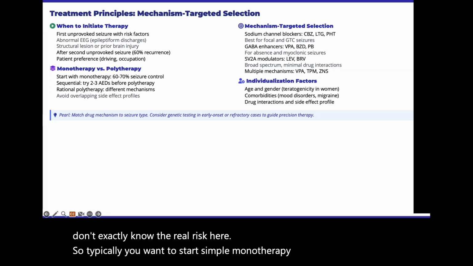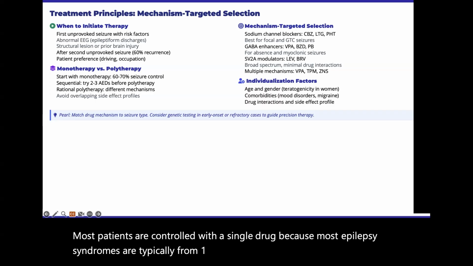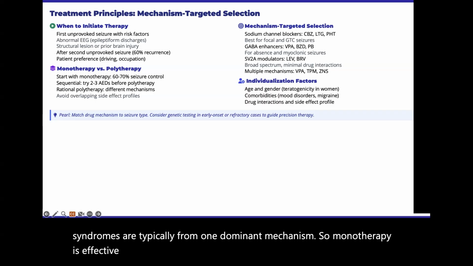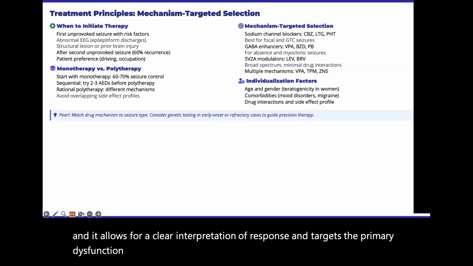Most patients are controlled with a single drug because most epilepsy syndromes are typically from one dominant mechanism. Monotherapy is effective in about 60 to 70% of patients, and there are minimal side effects, and it allows for a clear interpretation of response and targets the primary dysfunction. Most focal epilepsies respond to sodium channel blockers. Generalized epilepsies respond to broad spectrum agents.